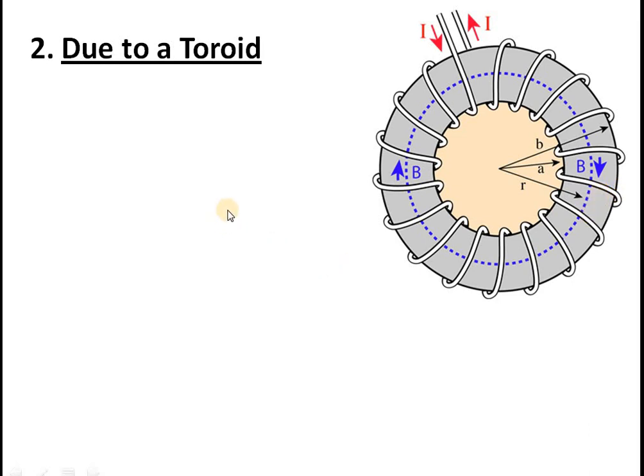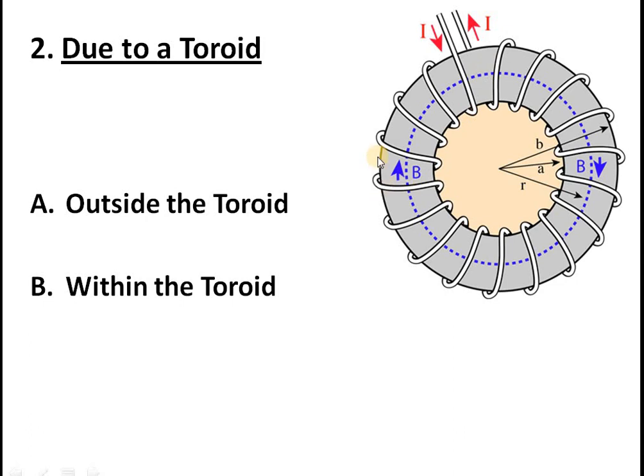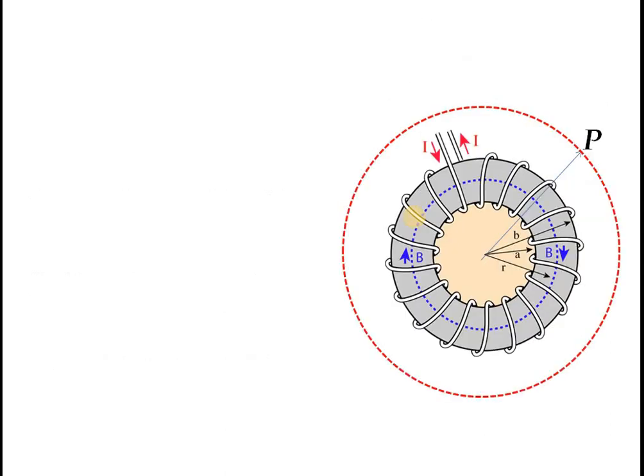Let us see the magnetic field of a toroid, because there are different spaces. Outside the toroid is very important. Outside means here, and within the toroid, that means here. There is also a portion inside the toroid, this portion. So for three different sections, the magnetic field is calculated differently. Let us see one by one how it is calculated.